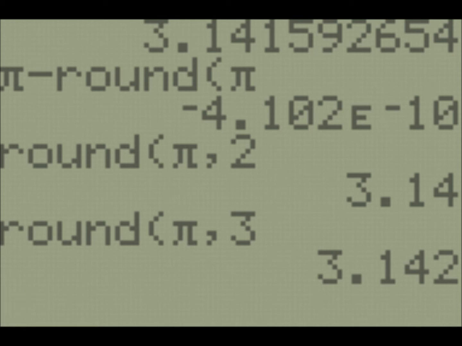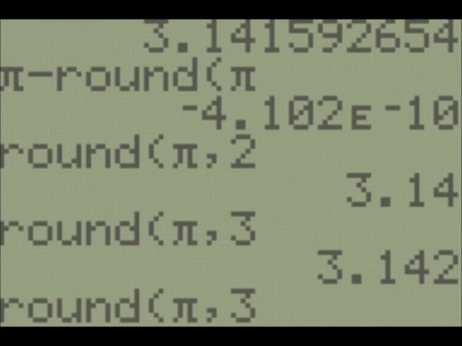What round is doing, and hopefully this isn't your first time being exposed to it, is taking the digit you want to round to and looking at the digit after that. If it's 5 or greater, then you round up. If it's less than 5, then you round down. So if you rounded to 2 digits, that gave 3.14, because the 1 that follows the 4 is less than 5, so it rounded down. When you round to 3 digits, it's rounding up because there's a 5 following the 1.